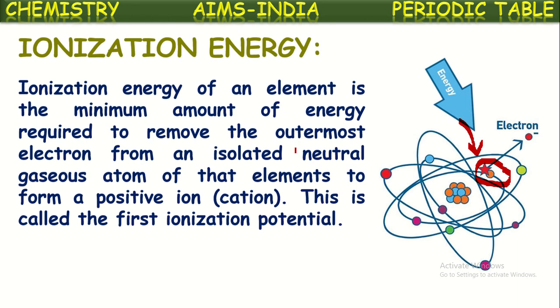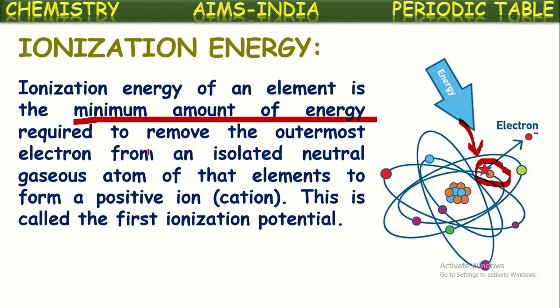Let us see the terms in this definition. The minimum amount of energy required: whatever energy we supply, the minimum energy required to remove that electron from the atom is called ionization energy. Out of any larger amount of energy we may supply, a certain amount is utilized for the removal of the electron, and the remaining energy is converted into the kinetic energy of that electron. That minimum energy is called ionization energy.